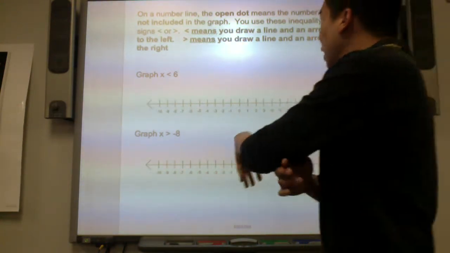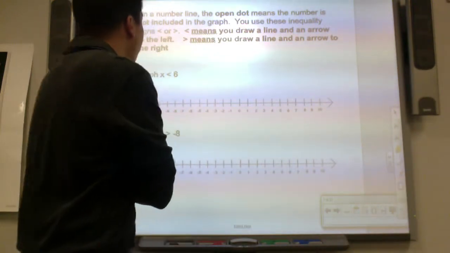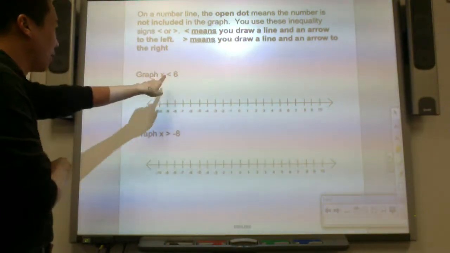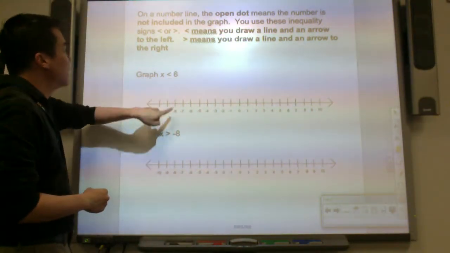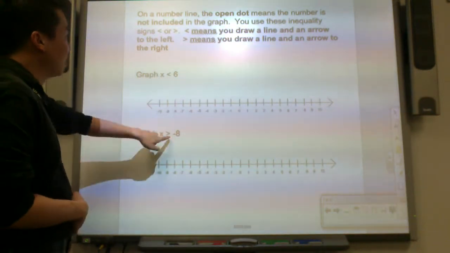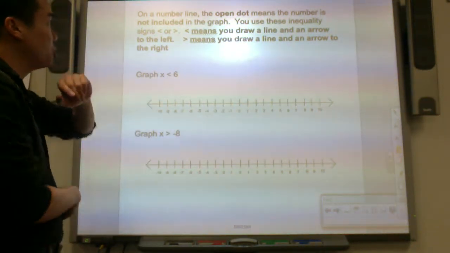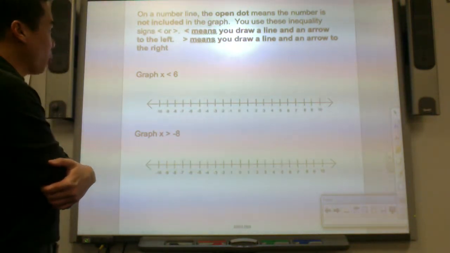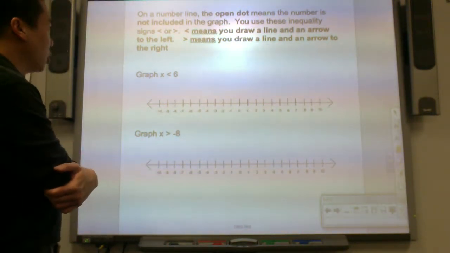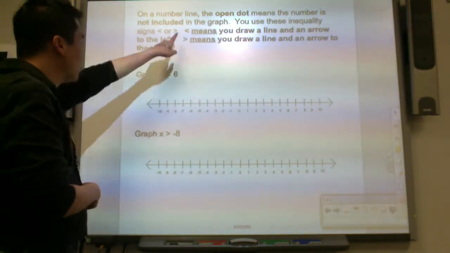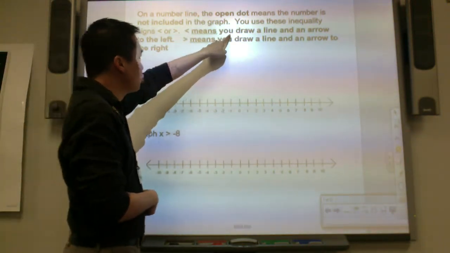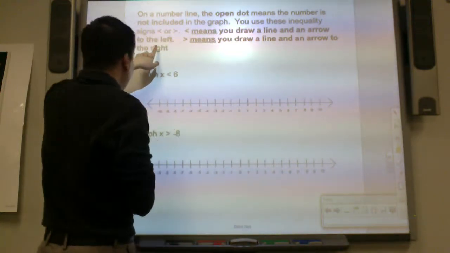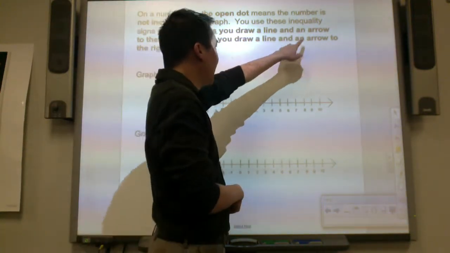In our lesson, on the number line, the open dot means the number is not included in the graph. Do you see how these do not have less than or greater than? You use these inequality signs, less than or greater than. If you draw this one, less than means you draw a line and an arrow to the left. More than means you draw a line and an arrow to the right.